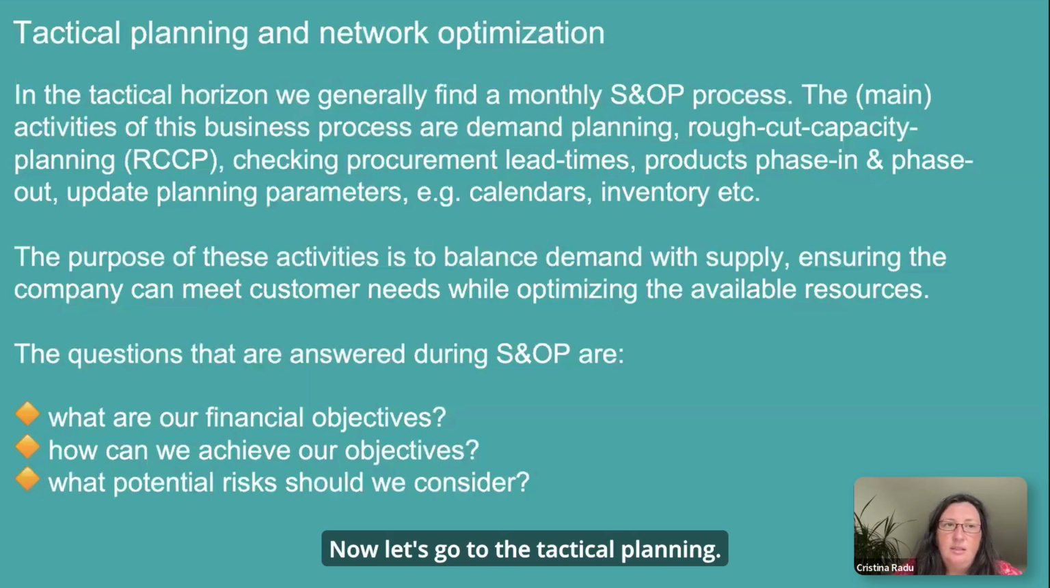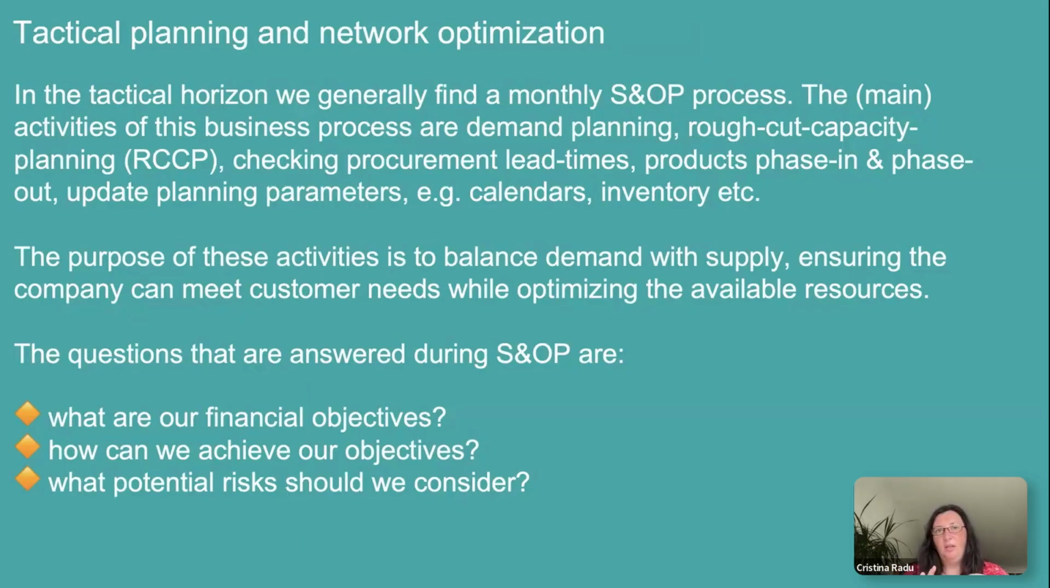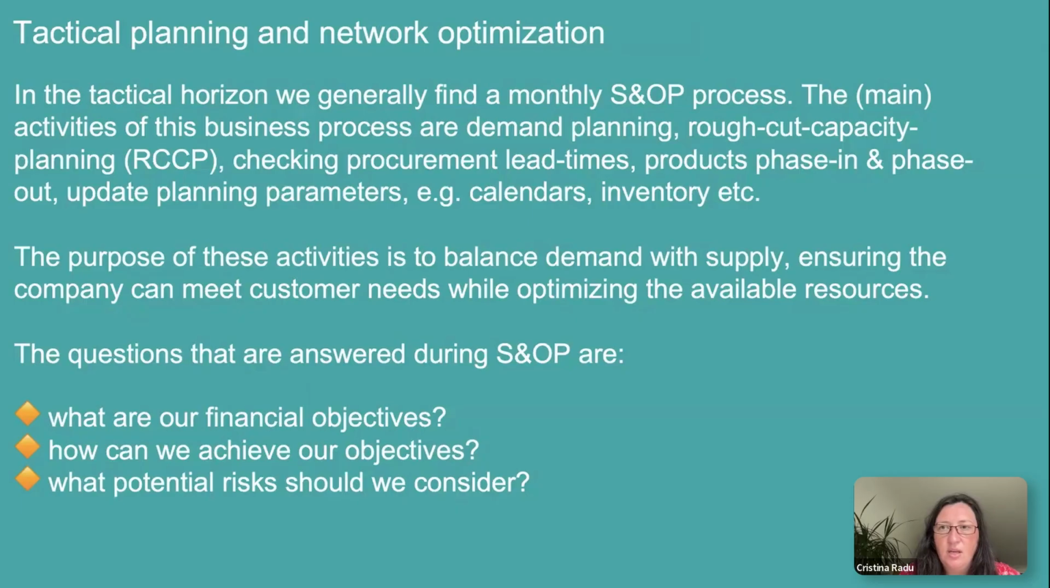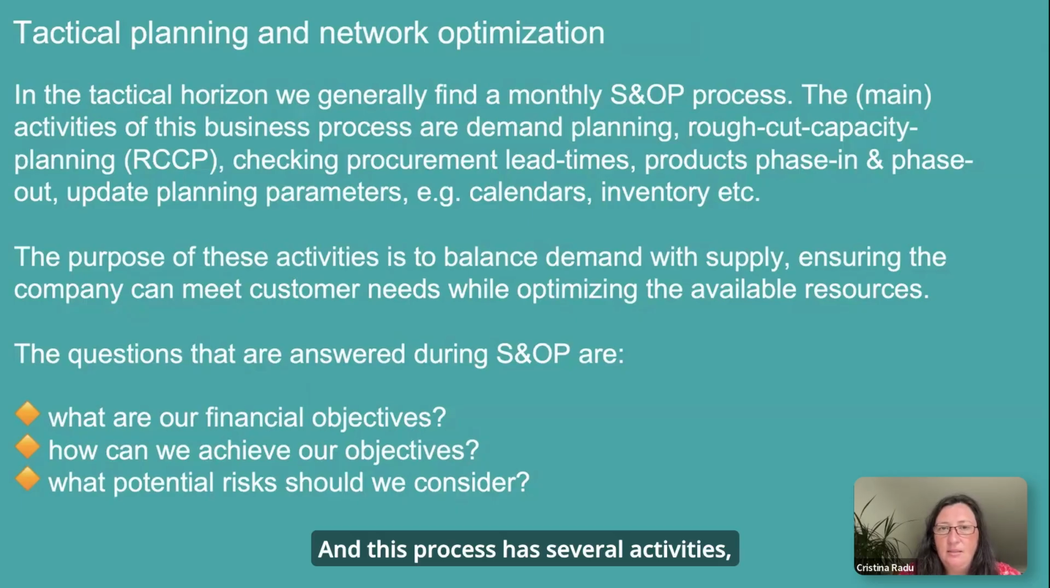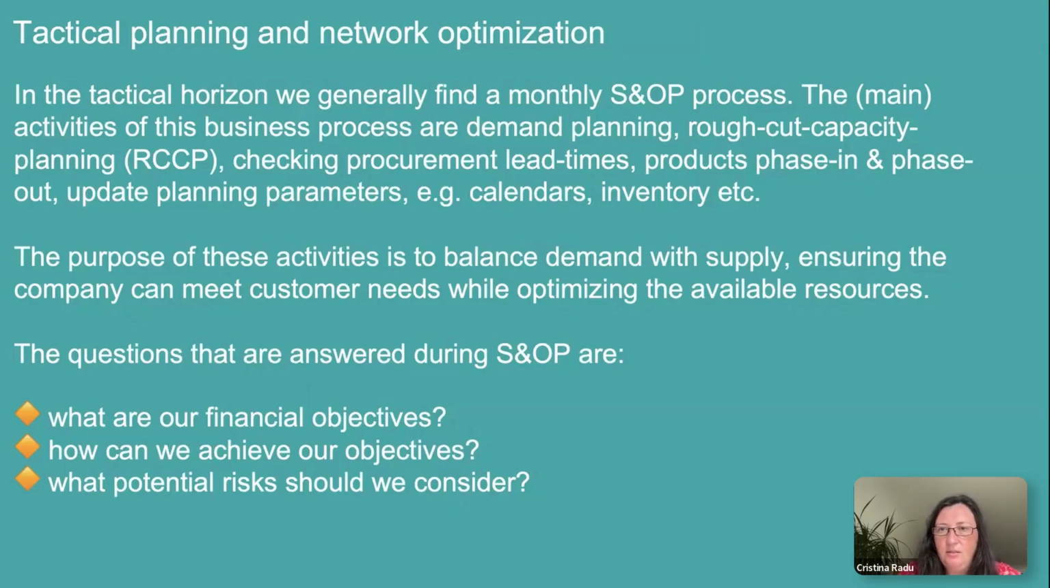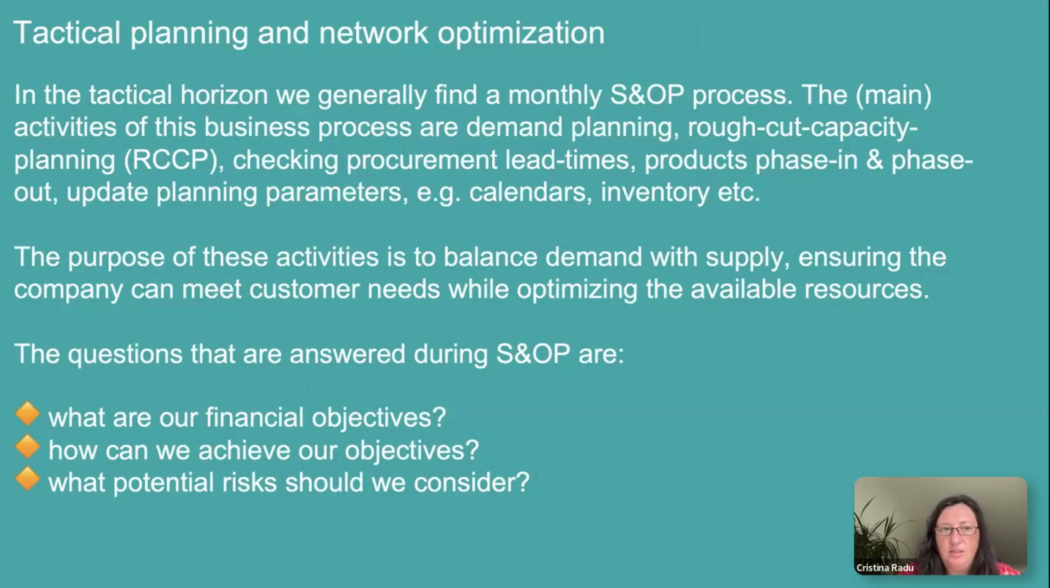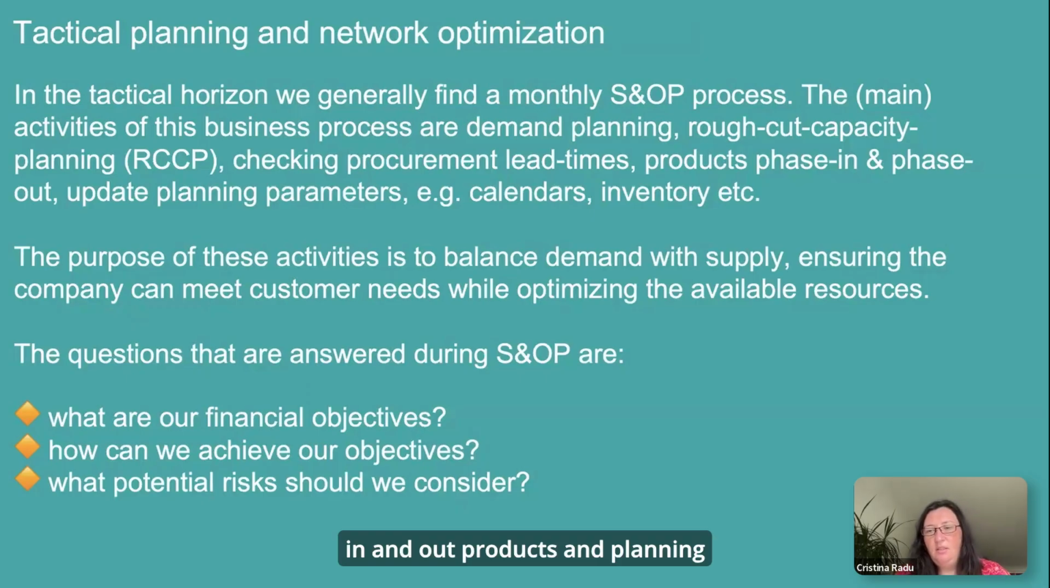Now let's go to the tactical planning. As I said, this is like a midterm, and the most famous process we find in this horizon is the S&OP process, sales and operations. And this process has several activities, which are demand planning, rough cut capacity planning, the procurement activities, in and out products, and planning parameters, calendars, and so on.